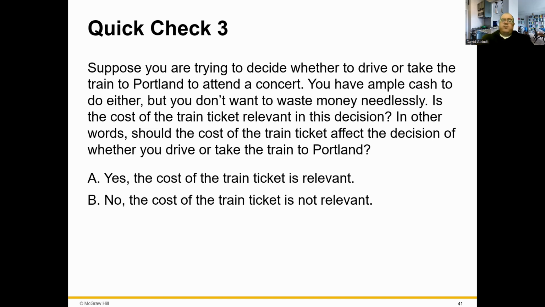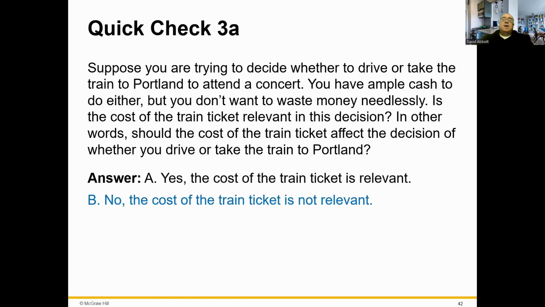In other words, should the cost of the train ticket affect the decision if you should drive or take the train to Portland? Yes. So you are going to have to consider the cost of the train ticket, and that might be your deciding factor once you figure out the cost of gas, the cost of everything else. If it's going to be cheaper to take the train, then you would decide to take the train.